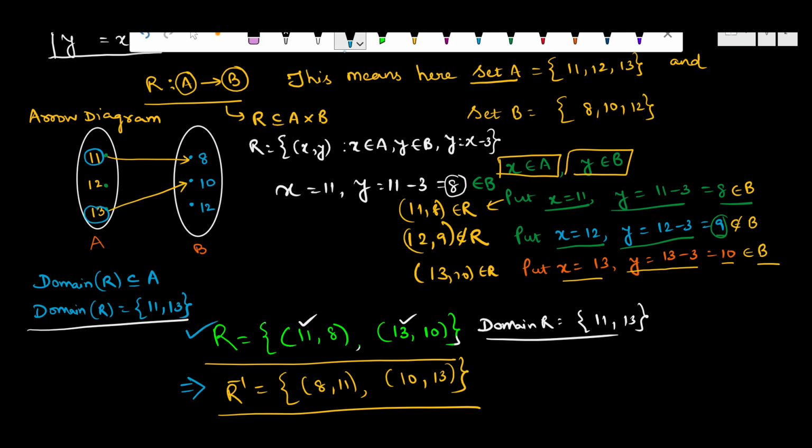Now if R is this, then R inverse can be easily obtained by interchanging the position of the elements. Means interchange the position of 11 and 8, you get 8, 11. Similarly interchange the position of 13 and 10, you get 10 and 13, right?